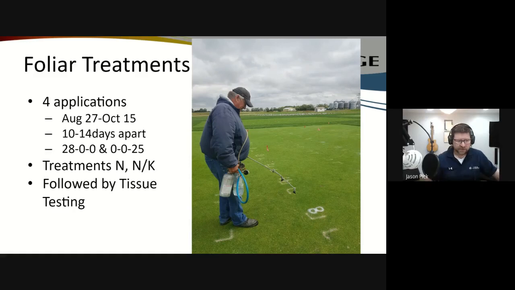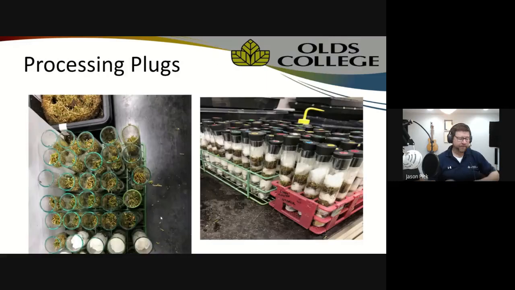And of course, the treatments varied N and NK. We did tissue testings before, and then we did tissue testings afterwards to make sure that we could correlate our sprays with volumes. So after we spray these plots and finish all the treatments, we process them.